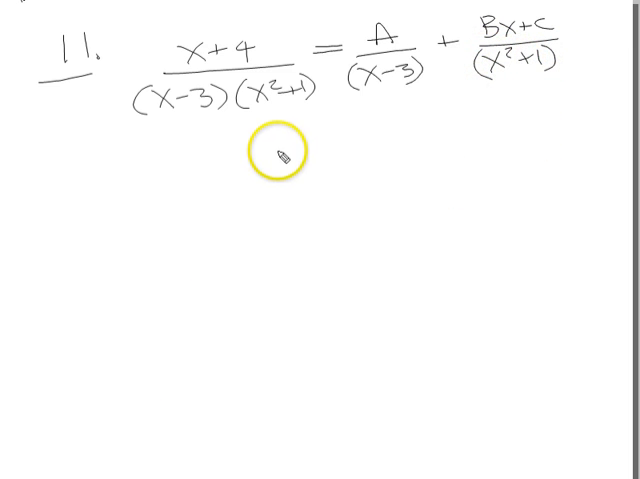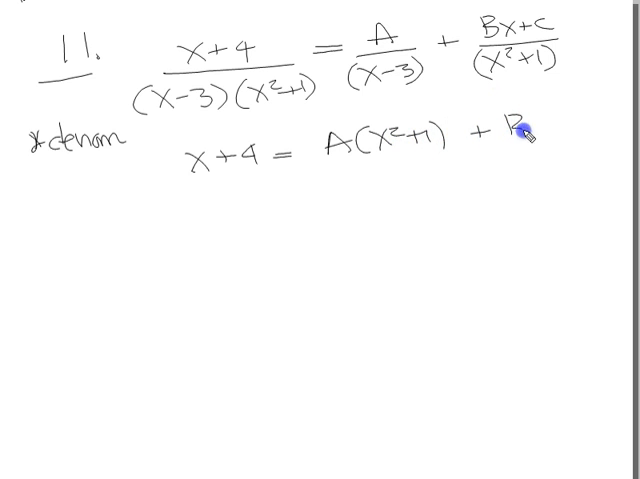So now let's multiply through by the denominator. On the left, we'll just be left with x plus 4. On the right, we're going to have a times the x squared plus 1, and then plus, more than one term, put a bracket, bx plus c, times the x minus 3.